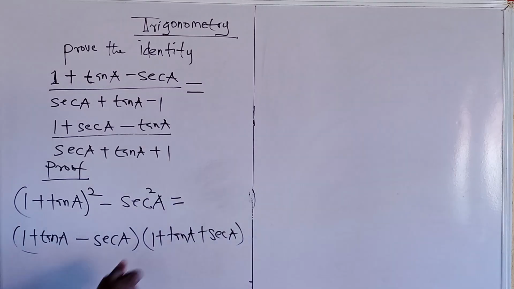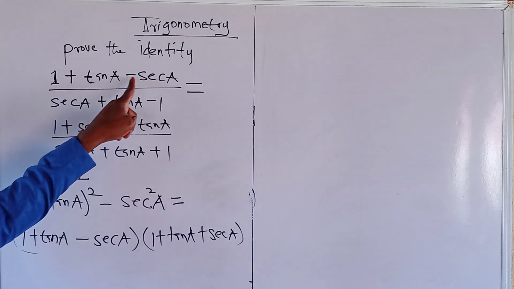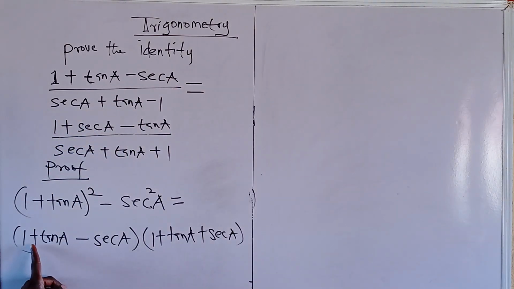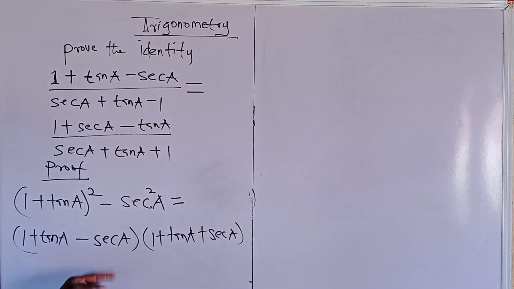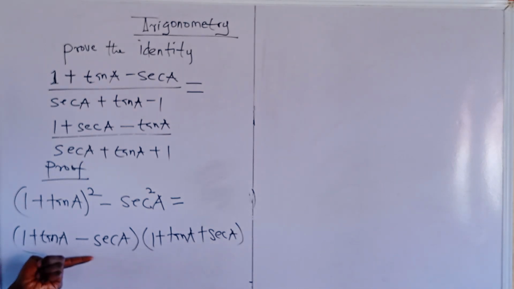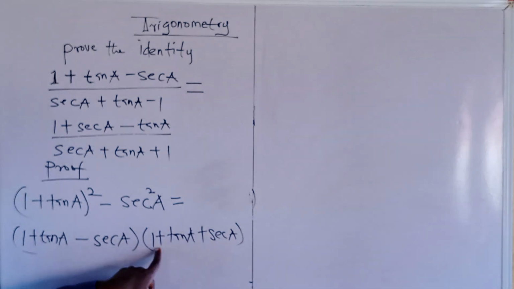From this right-hand expression, we can make this expression the subject of the formula. Why this choice? If you observe once again, look at the numerator: 1 plus tangent of A minus secant of A is appearing here already. Can you see that? So we can make this the subject of the formula so that we substitute our resulting expression. So we divide both sides by this.